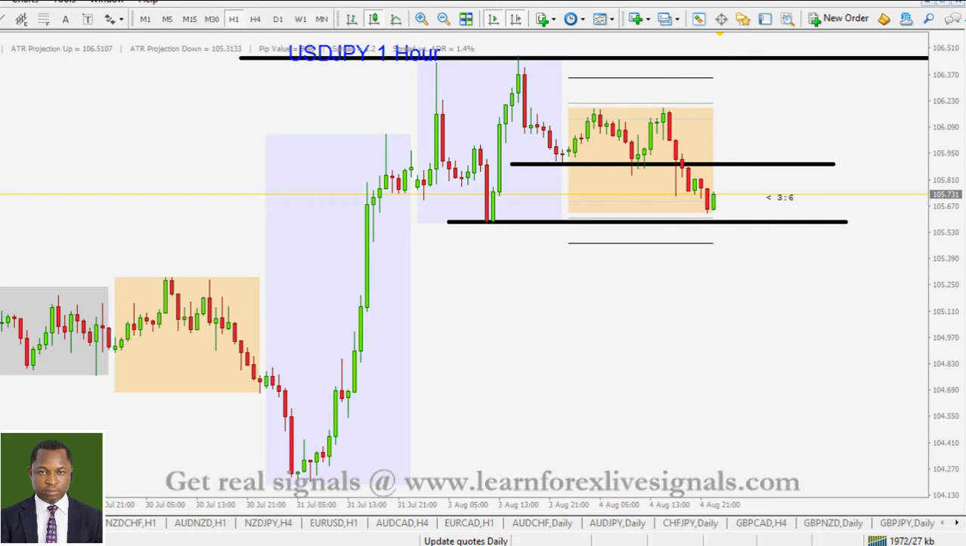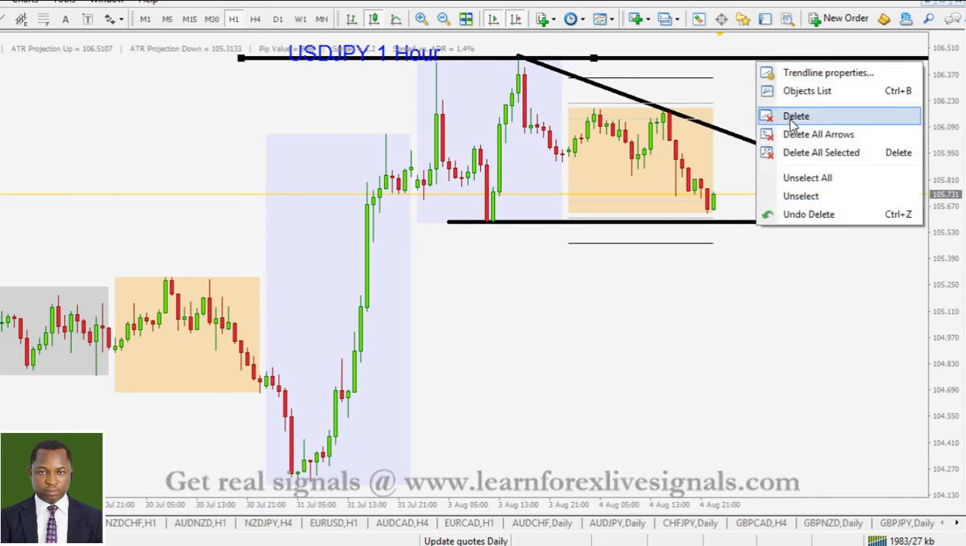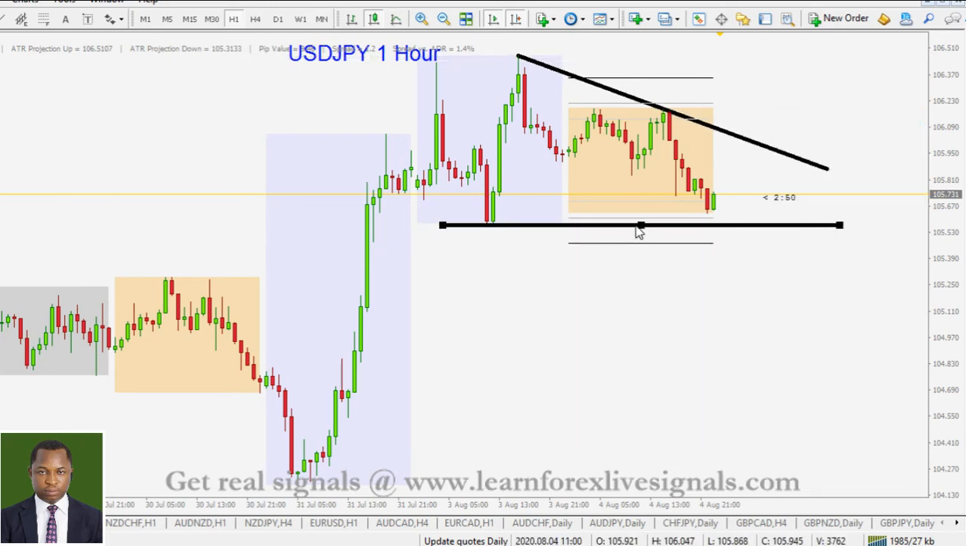As you can see here in the 1 hour time frame, for the last 2 days, price has been sideways, so it's a bit difficult to trade. I'll just keep this level. Take out this one, then also keep this one here. So a bit of a hard time.